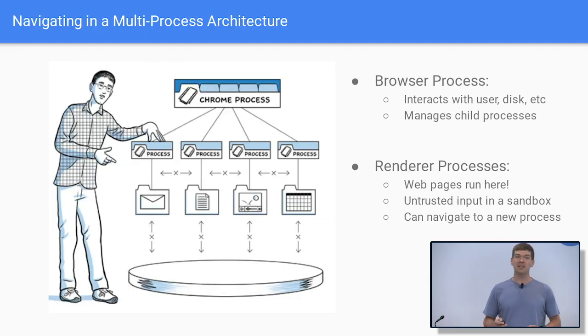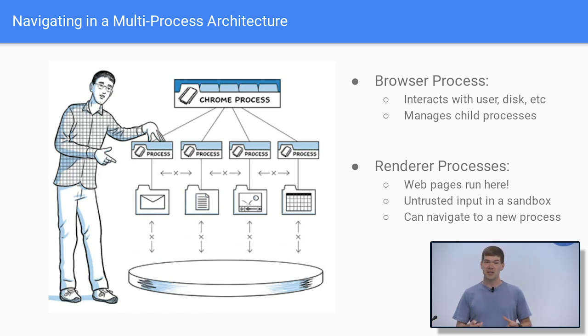Now, navigation involves coordination among many processes. And John kind of covered this in his talk already. But basically, the browser process is the privileged one and interacts with the user, controls privileged resources like disk, and manages all the other processes. In terms of navigation, this is where all of the important decisions get made.